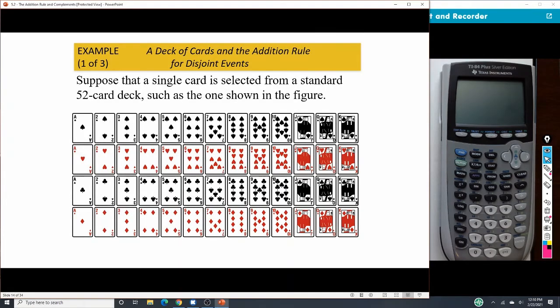All right, another example, looking at a deck of cards. This is what our deck of cards looks like, if we've never played cards before. Most of us have, though. We have 52 cards in the deck, all going from ace to king. We have spades, hearts, clubs, and diamonds.